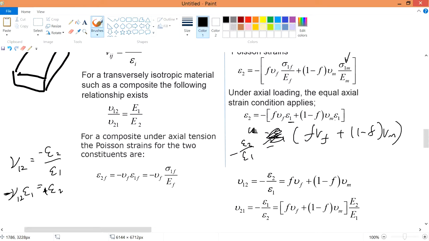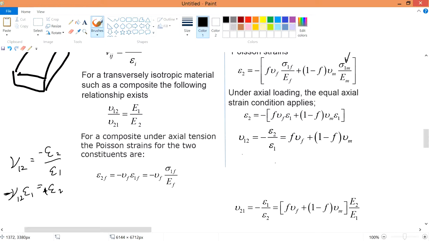Okay, so they're actually factorizing out all the stuff. And as you can see, this thing is actually your V12. If you want to calculate V21 in this case, they bring in another formula. They know that V12 divided by V21 equals this one, so they put it in over here. So this thing over here will be equal to E1 divided by E2.